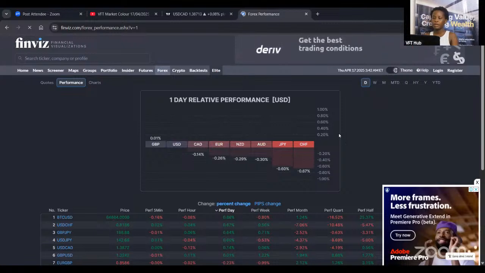Pro tip, when you use tools like the PVs, you can use it to your advantage in terms of mixing asset classes that are stronger versus the weakest, right? So as traders, you want to be able to pair a weak asset class versus a strong asset class together to take certain trading decisions.